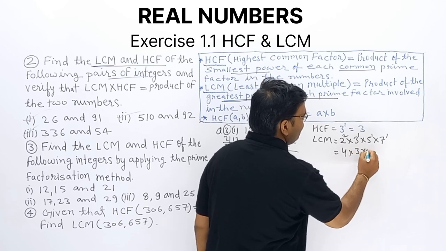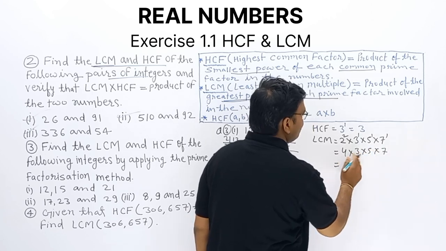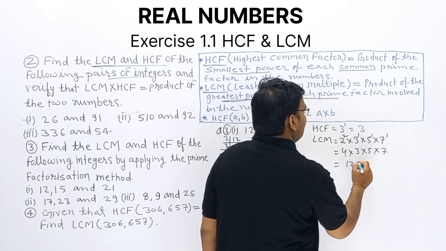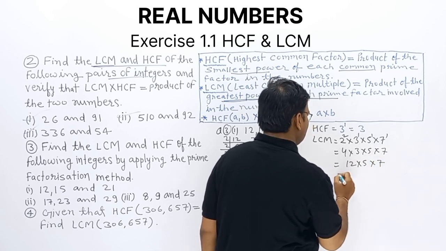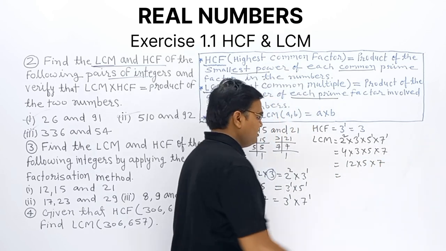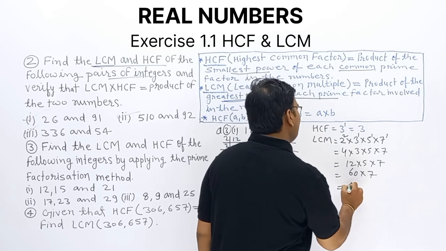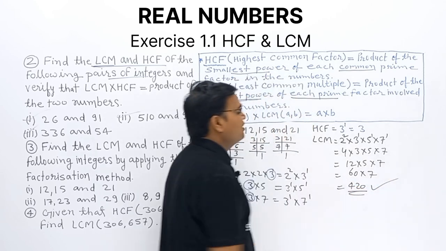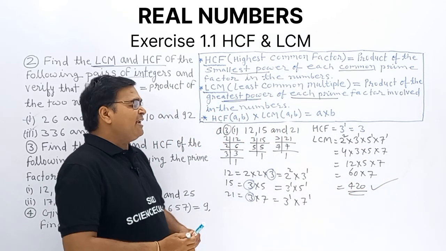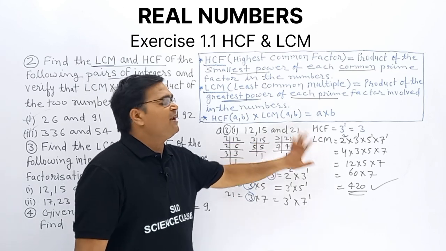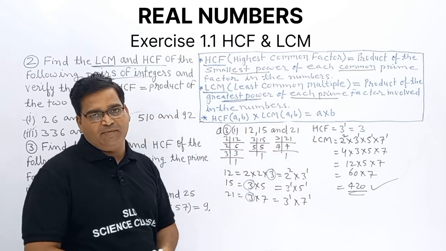2 squared is 4, this is 3, this is 5, this is 7. 4 3s are 12, 12 into 5 into 7. 12 5s are 60, into 7. And 7 6s are 42, and 42 is the answer. So in this way we calculated the HCF and LCM of the given 3 numbers.